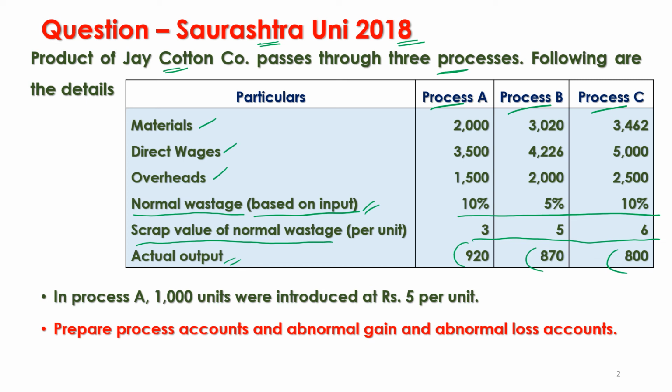As per further information, in first process 1000 units were introduced at the rate of rupees 5 per unit. Here we are required to prepare process accounts and abnormal gain and abnormal loss accounts. So let's friends solve this question.